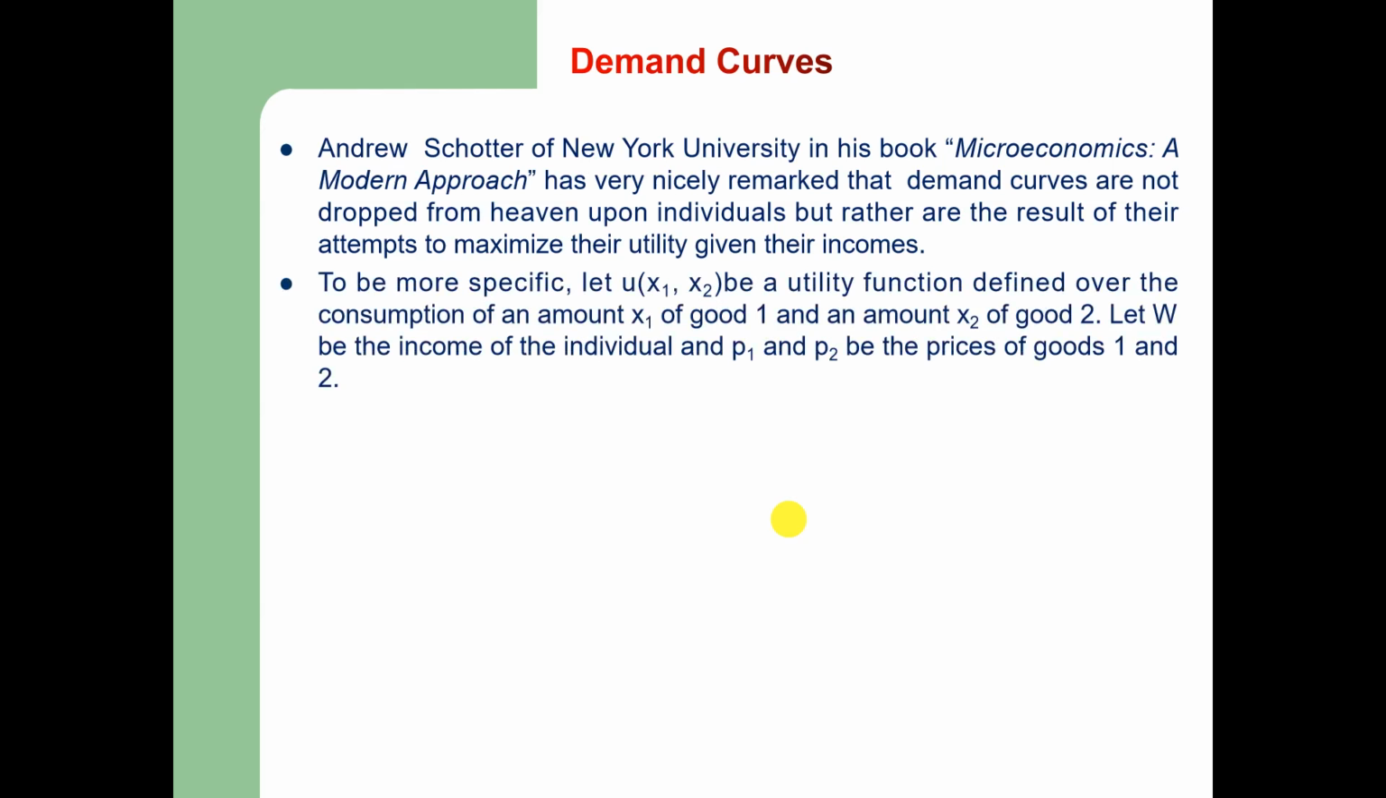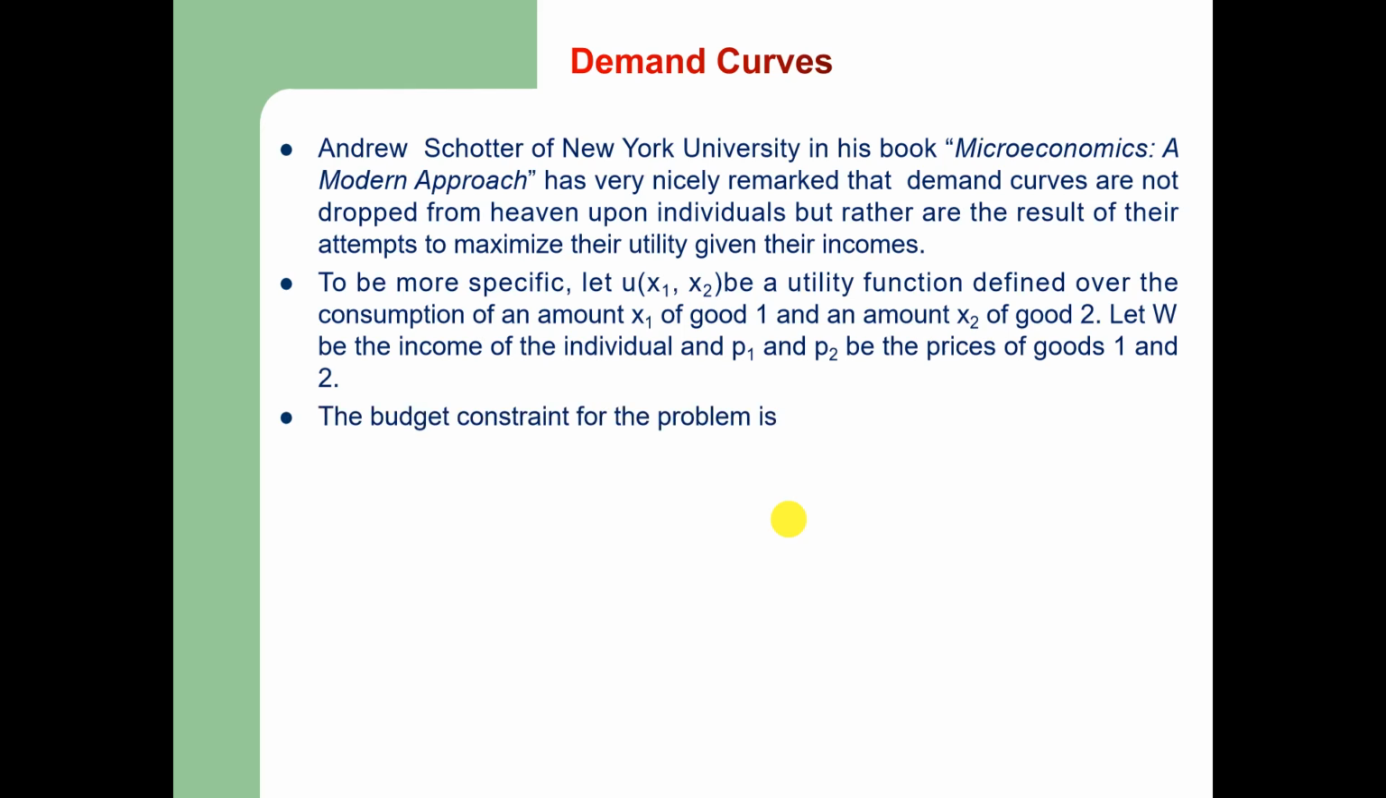Specifically, let us assume that the utility function is defined over the consumption of amount x1 of good 1 and amount x2 of good 2, and let W be the income or budget of the individual that he can spend on the two goods x1 and x2, and let P1 and P2 be the prices of goods 1 and 2 respectively.